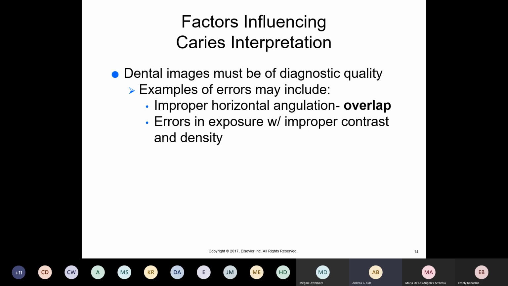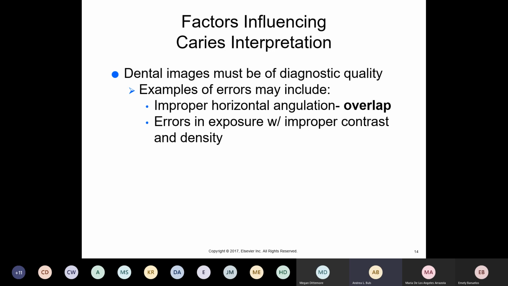Dental images must be of diagnostic quality. So we've talked about these errors, and I try to keep reiterating that in lab. I want you guys to feel confident if you've made an error, to know what changes you need to make to correct it. So if you've got overlap, it's horizontal angulation, and that's usually due to sensor placement in regards to its relationship to the teeth of interest.